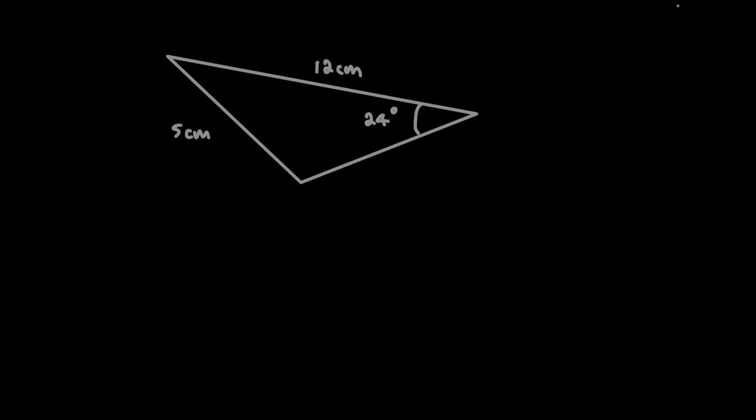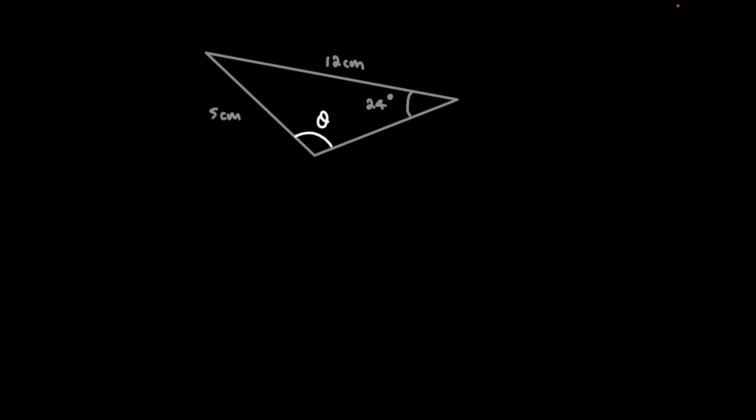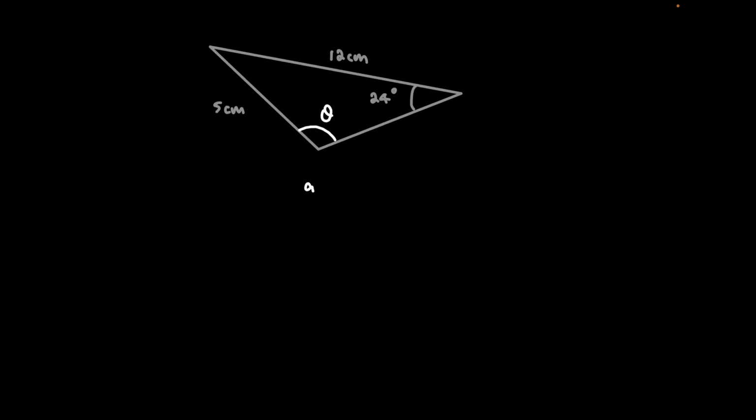So let us use the sine rule, the law of sines, to work out this angle here first, which I'm going to label as theta. Okay, let us work out this angle here first. So again, the law of sines states that a divided by the sine of A is equal to b over the sine of B, which is also equal to c over the sine of C, but I won't write that right now.